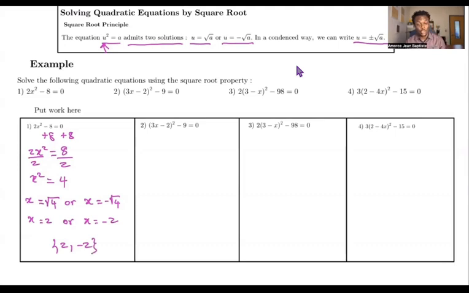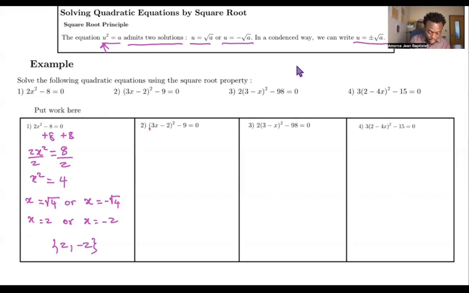Please make sure you don't forget the square root property that says if you have a variable squared equals a constant, the solution will be two of them. It's plus or minus the square root of the constant.